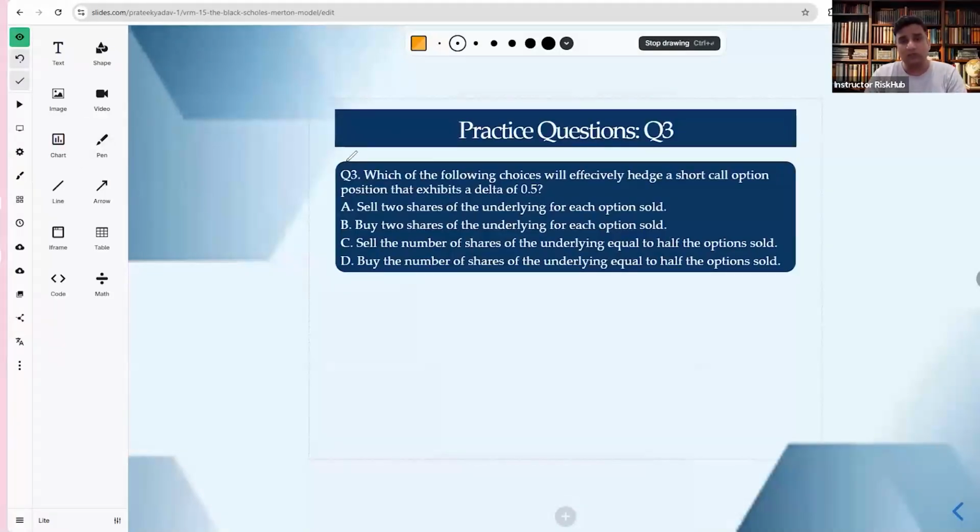Let's do the question. Which of the following choices will effectively hedge a short call position that exhibits a delta of 0.5? Short call means, now you understand, short is negative, call is positive, overall it is negative, right? So you are getting a negative 0.5 delta. It has to be hedged with a long position, because ultimately the objective is to get zero. Zero can only be reached if this is a positive number.